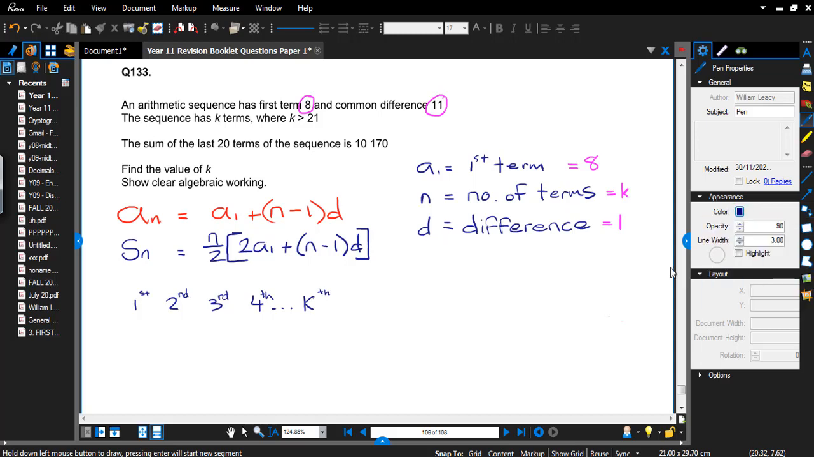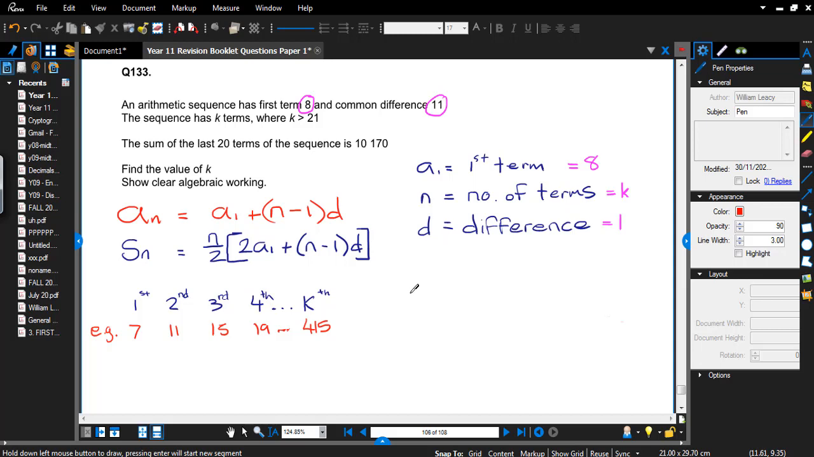What does that mean? It means you might have a load of terms like 7, 11, 15, 19, dot dot dot. You can see the difference is 4 here. I don't know, the kth term could be something like 415. That's all that it means. You're just going to have a large number of terms. We don't know what the terms are, this is just an example. So we have k terms.